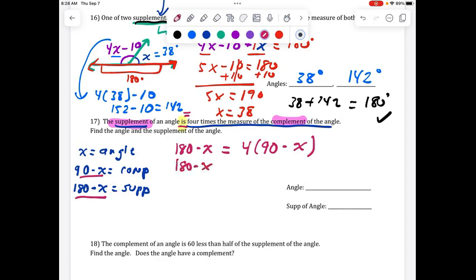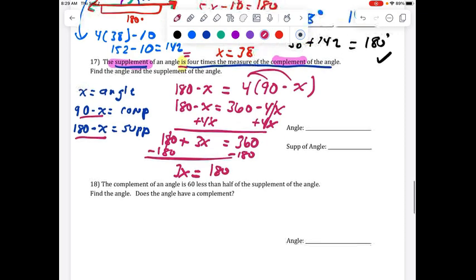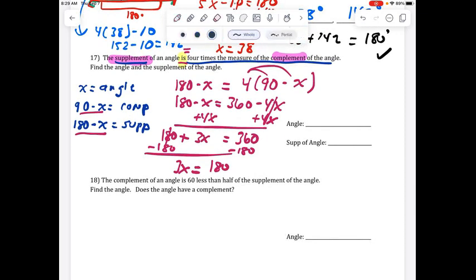I'm going to do 180 minus x equals 360 minus 4x. I then continue to solve and move the 4x to the other side. So I get 360 equals 3x plus 180. I'm going to subtract 180. 3x equals, if I take 360 minus 180, I should get 180 again. Let me rewrite this so it's a little bit more neat. 3x equals 180. Divide both sides by 3. You get x is 60.